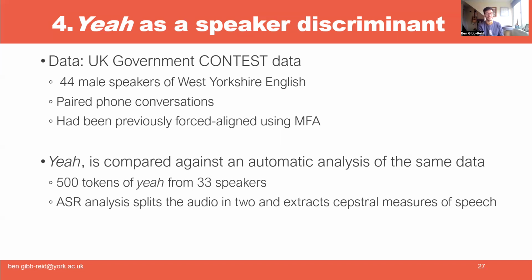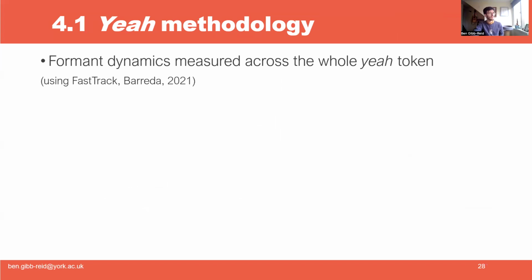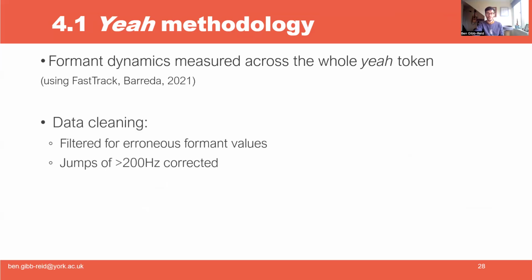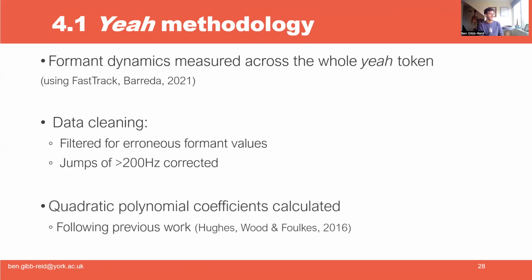I kind of ran out of time in the thesis, really, but in automatic speaker recognition you often test new methods against an automatic method, because the automatic method will often give you very, very good results. So rather than looking at it for this data set, I looked at automatic methods as a comparison. I took a slightly smaller selection from 33 speakers, and this splits the audio in two and does a similar analysis. For this, I use formant dynamics because you can't just take a single vowel token, it's always moving. I had to do a lot of data cleaning, which was very tricky. And I used quadratic polynomial coefficients, essentially reducing 9 measurements across every token to 3 to capture the curve.